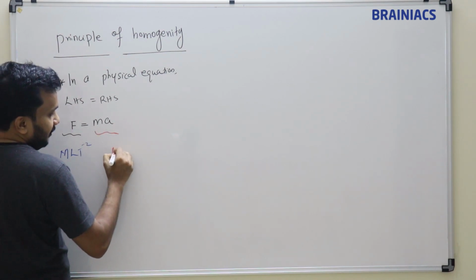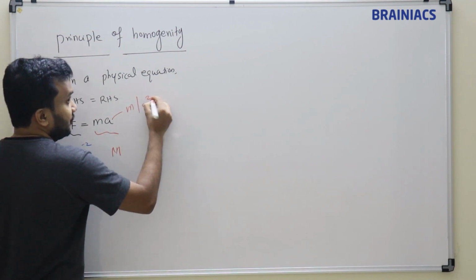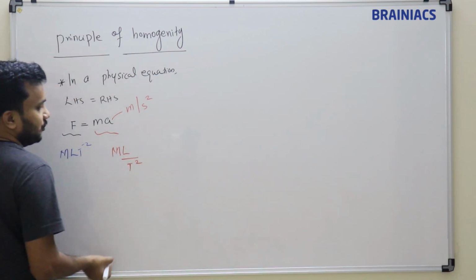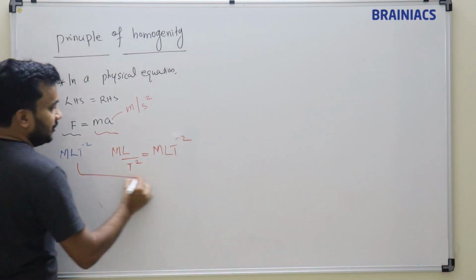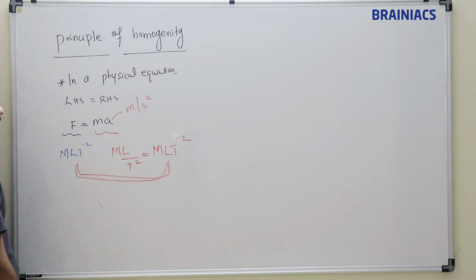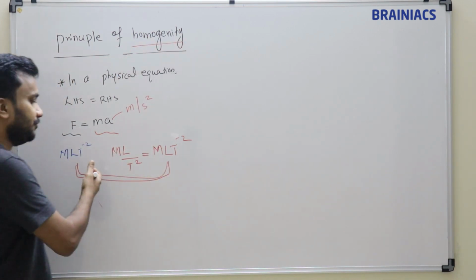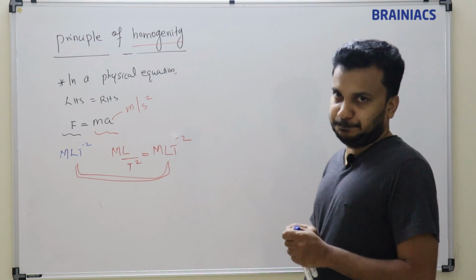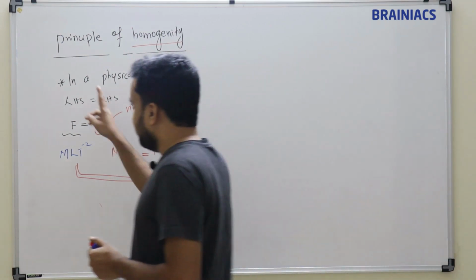Mass in the dimension formula is M. Acceleration, the unit is meter per second square. So meter is L, by second square, second square means time square. If you simplify this, we will get MLT raised to minus 2. Now if you see this, the left side of the equation is equal to the right hand side of the equation. That is what is called homogeneity, the principle of homogeneity. Left side of the equation is equal to right side of the equation. Dimension analysis wise both sides are same. Okay, this is one concept.